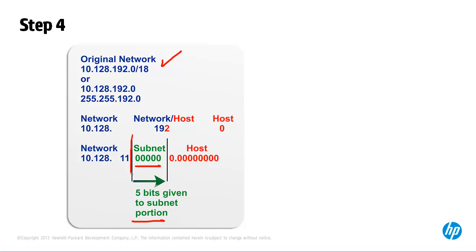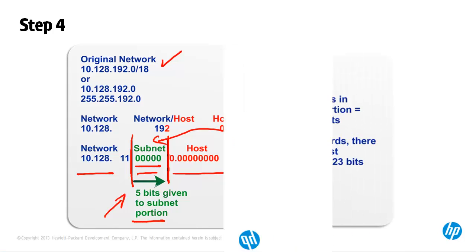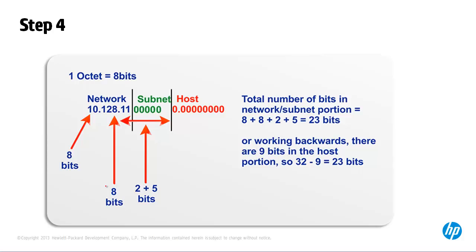So the first line was drawn at this point. Now we can draw a second line here to indicate network, subnet, host portions. We have stolen 5 bits from the host portion and allocated that to subnet. How many bits are now used for the network subnet portion? First octet is 8 bits in size, second octet is 8 bits, third octet we have 2 bits for the original network plus 5 bits for the subnet portion.